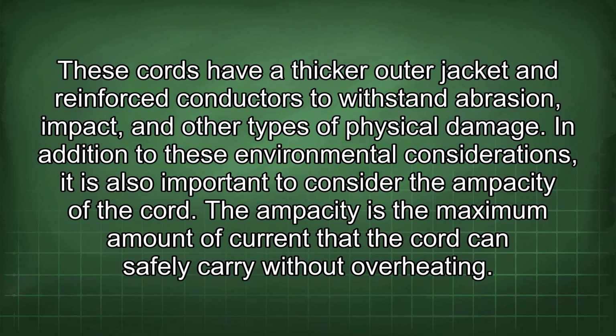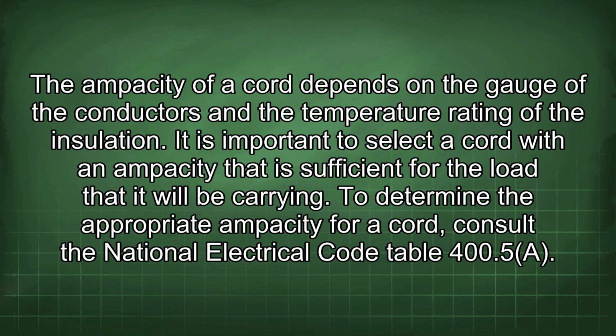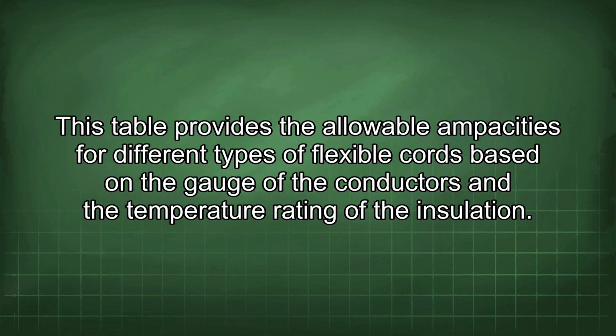In addition to these environmental considerations, it is also important to consider the ampacity of the cord. The ampacity is the maximum amount of current that the cord can safely carry without overheating. The ampacity of a cord depends on the gauge of the conductors and the temperature rating of the insulation. It is important to select a cord with an ampacity that is sufficient for the load that it will be carrying. To determine the appropriate ampacity for a cord, consult the National Electrical Code Table 400.5(A). This table provides the allowable ampacities for different types of flexible cords based on the gauge of the conductors and the temperature rating of the insulation.